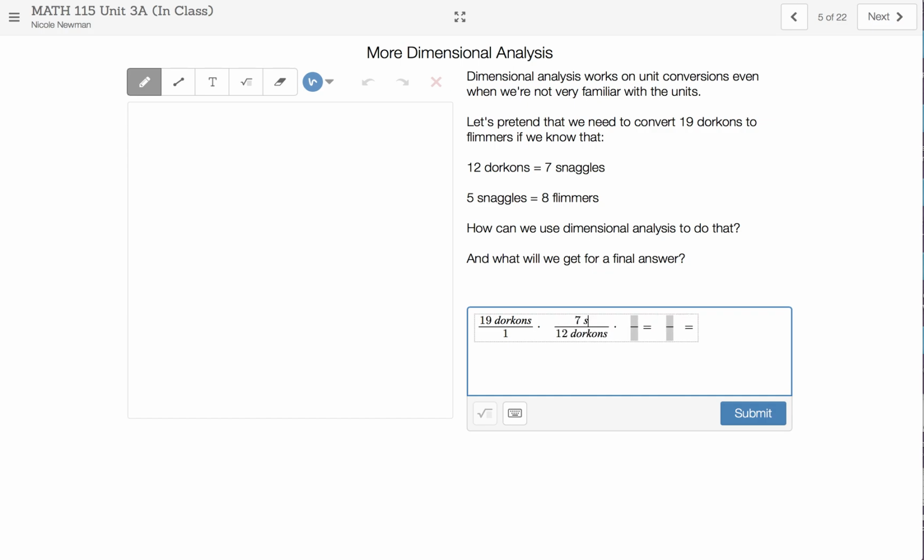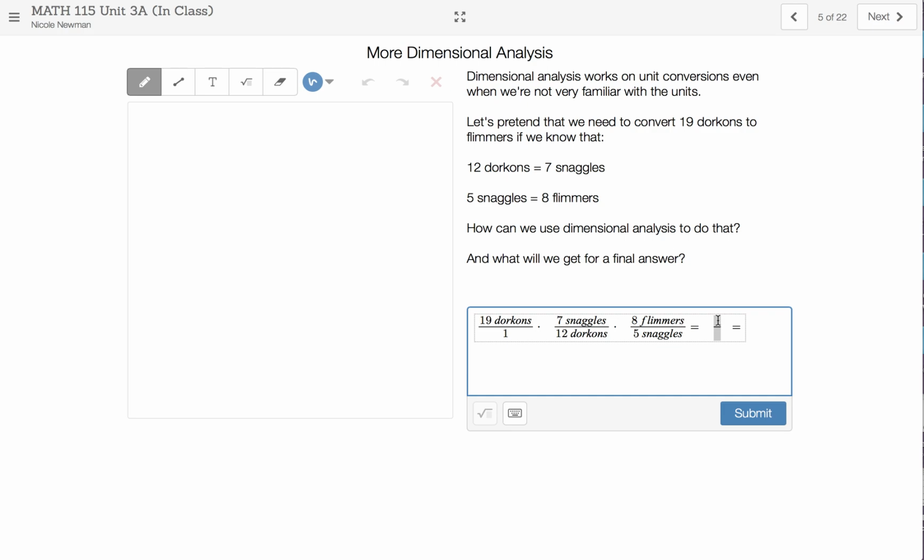means the same thing as 7 snaggles, someplace in some made-up universe. So our dorcons would cancel, our snaggles would be left hanging around. We need to get those snaggles to go away, so snaggles will need to be on the bottom, and that'll put the flimmers on the top. So 5 snaggles means the same thing as 8 flimmers.